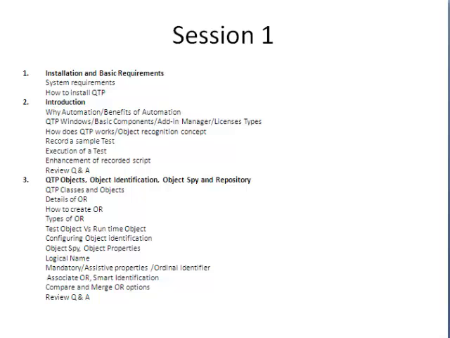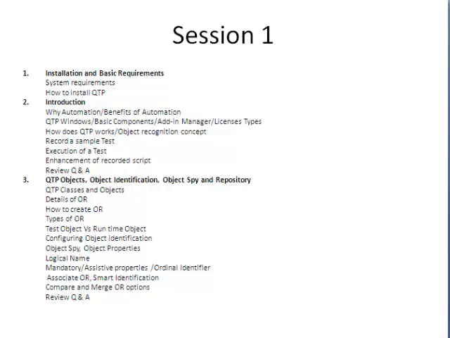Then in the introduction we'll compare the manual testing with the automation testing, what are the benefits of the automation. Then we'll open the QTP and we'll see what are the basic components of the QTP, what are the windows, what are its global options and settings, how to access the add-in manager, and how to see the license type.